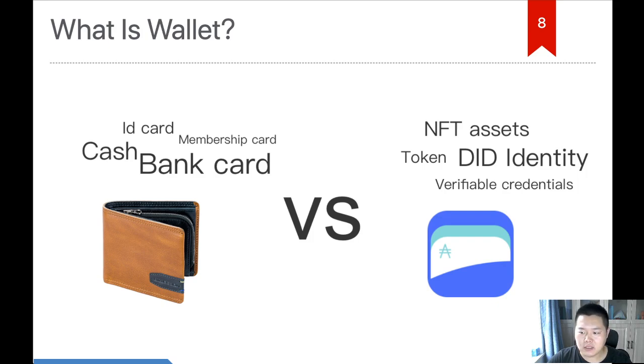On the right is our ABT Wallet logo. We can use it to do a bunch of things, such as store our on-chain assets, our DID profile, and our verified credentials. Like the real-world wallet, our ABT Wallet does similar things, just that everything it keeps is digital assets on the chain.